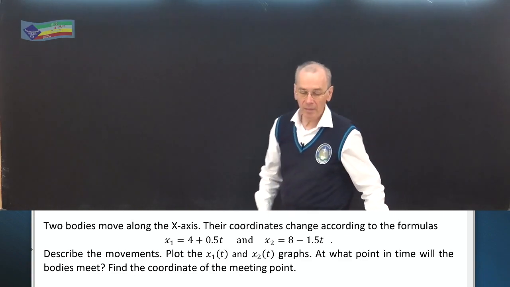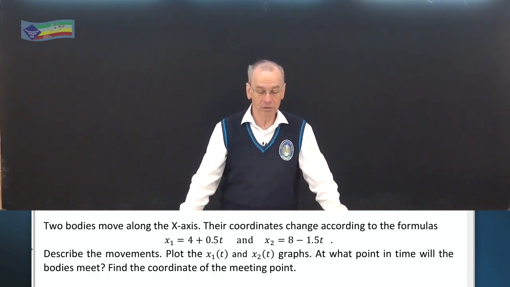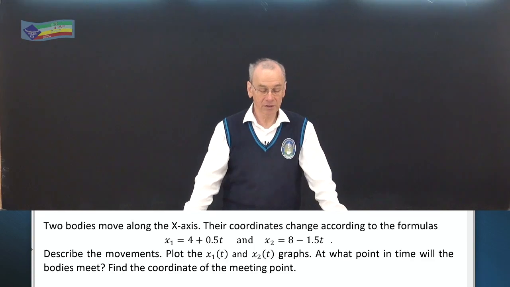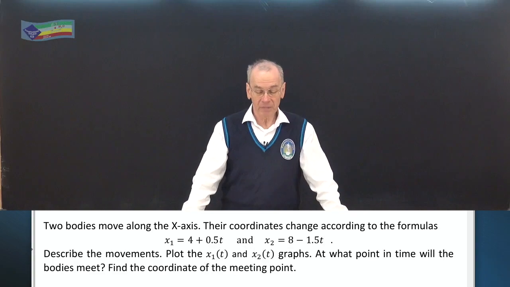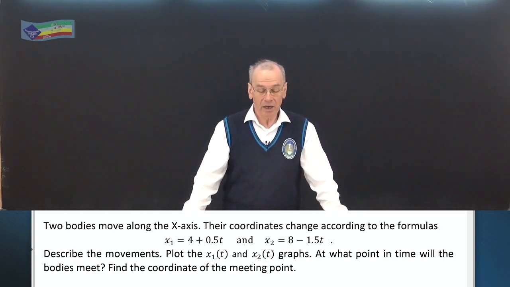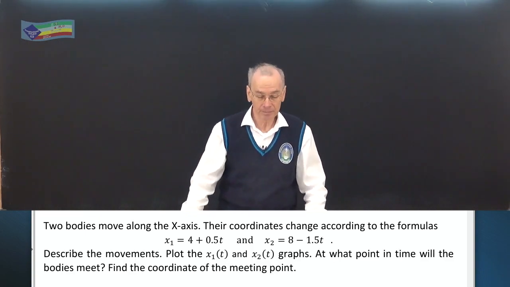Two bodies move along the x-axis. Their coordinates change according to the formulas you can see on the screen. Describe the movements. Plot the x1 versus t and x2 versus t graphs. At what point in time will the bodies meet? Find the coordinate of the meeting point.